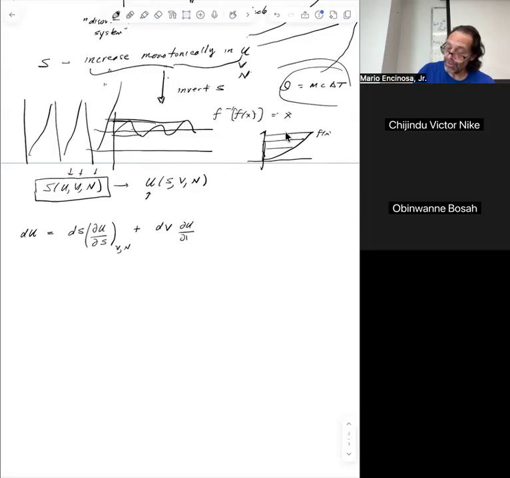Partial U, partial V, and you're going to fix S and N. So that's a fixed entropy process, plus partial U, partial N, dN. And my objection as a student was, this doesn't exist. But it will in what's called the thermodynamic limit. What do I mean that doesn't exist?